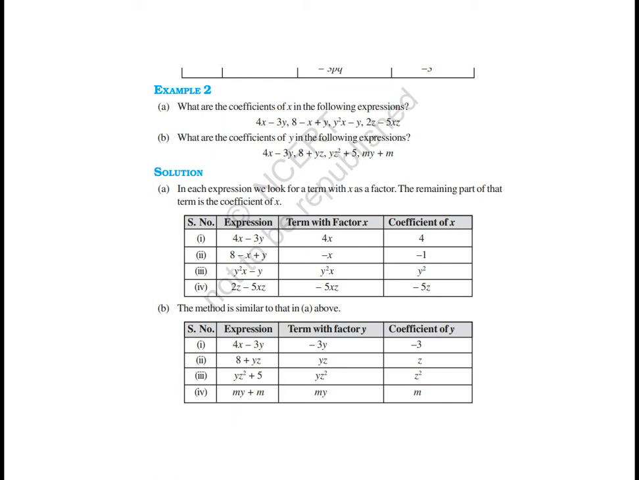Then next is 2z minus 5xz. इसमें x का coefficient is minus 5z, right?